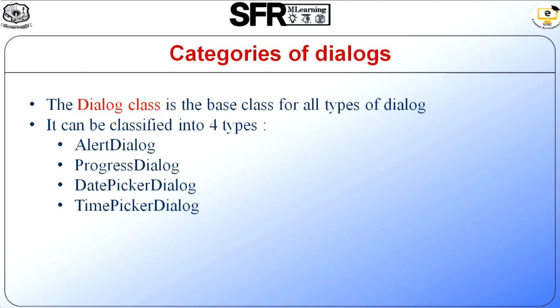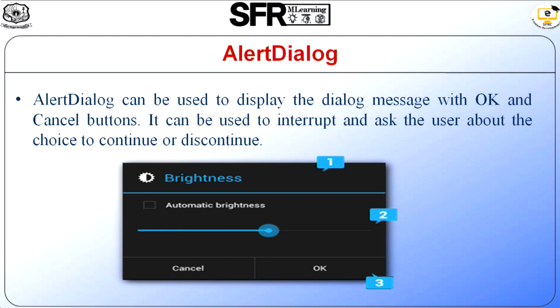Categories of dialogues. The dialog class is a base class for all types of dialogues. It can be classified into 4 types. They are alert dialog, progress dialog, date picker and time picker dialogues. Let's see one by one. First one is the alert dialog. An alert dialog can be used to display a dialog message with OK or cancel button. It can be used to interrupt and ask the user about the choice to continue or discontinue.